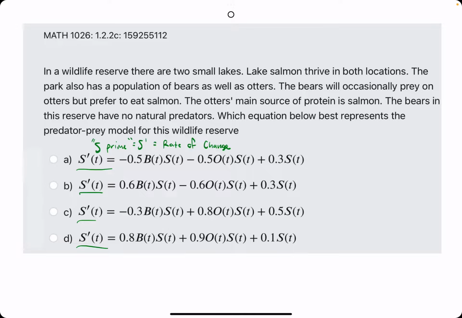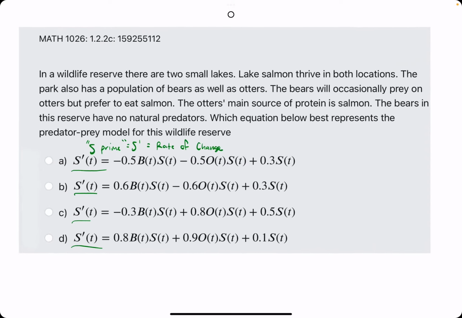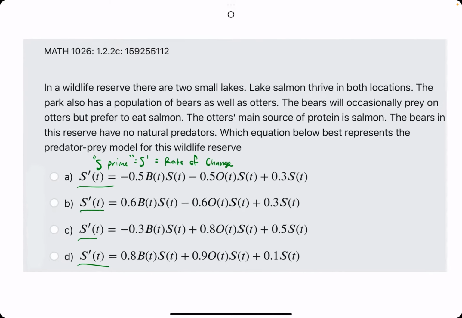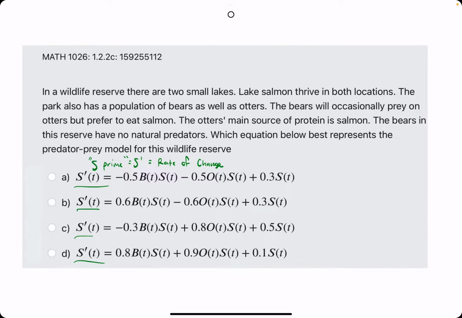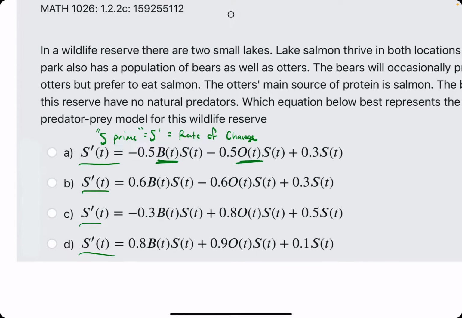So to make some sense of what's going on here, it's a lot to look at. However, we want to find the equation that basically says if there are more bears, then the salmon population should go down. If there are more otters, then the salmon population should also go down. So we're looking for B and O to have negative values in front of them.